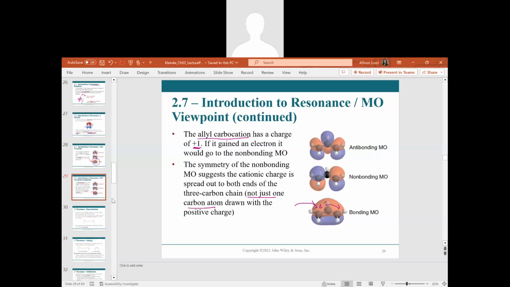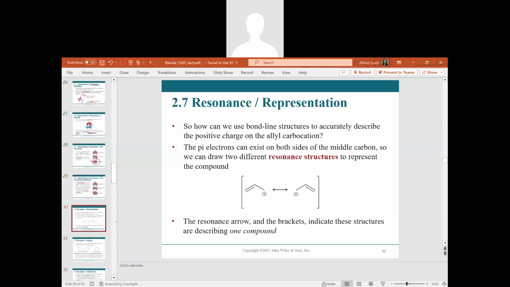Another way of representing this allylic carbocation is with 2 different resonance structures. What hopefully you remember from general chemistry is that neither of these 2 structures actually represents this compound accurately. The compound is not going back and forth, shifting from one structure to another. It's actually a combination or a hybrid of these 2 allylic carbocation depictions here.